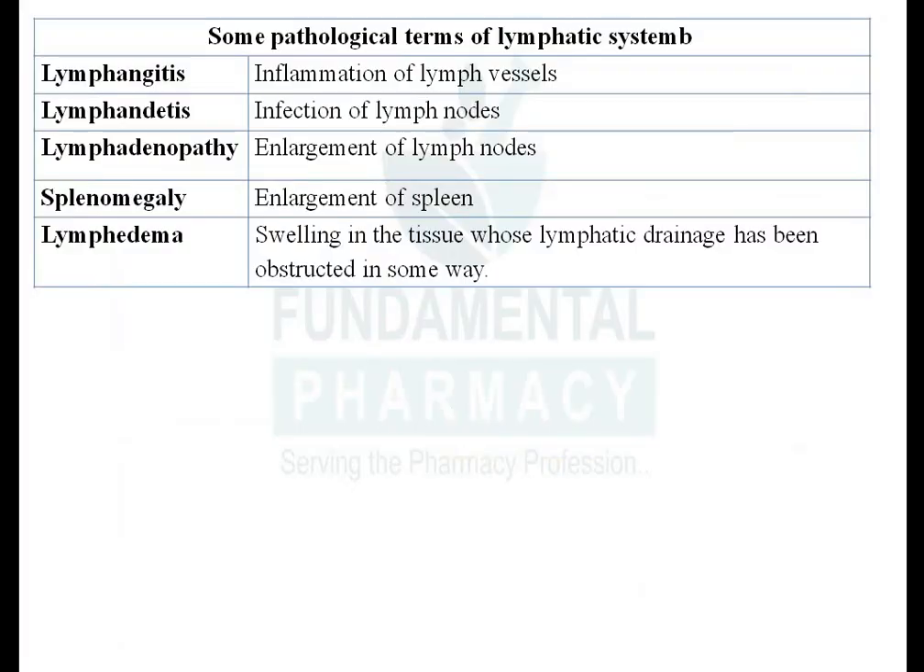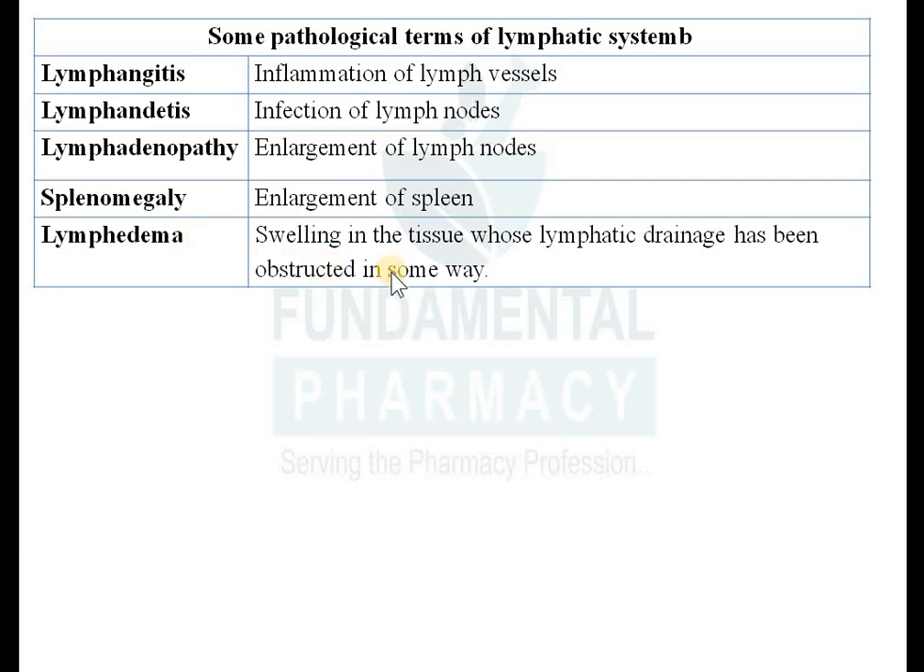Just a word. There are some pathological terms related with the lymphatic system. Okay. So lymphangitis. So lymphangitis means what? Inflammation of lymph vessels. That is known as lymphangitis. Then lymphadenitis means what? Infection of lymph nodes. Then lymphadenopathy means enlargement of lymph nodes. Then splenomegaly means enlargement of spleen. Lymphoedema means what?